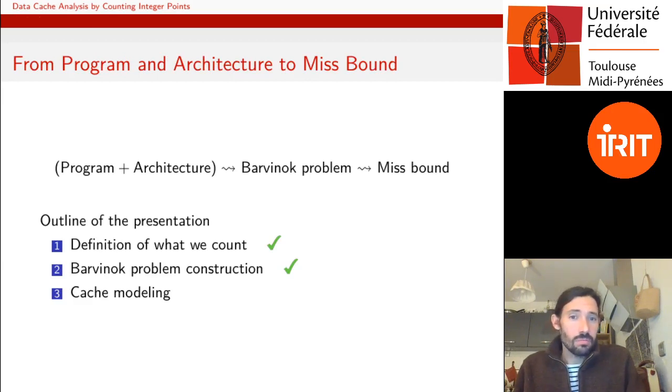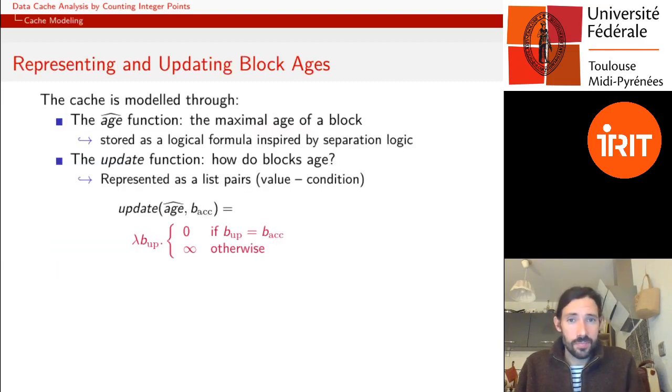Okay, so now we know how to build our problem, but there are still some details about how we model the cache. In what we've seen, we have been using an age function, which is a partially defined function which maps some blocks to their maximal age. We represent this function as a logical formula in order to perform our weakest precondition calculus, and these formulas have been inspired by separation logic.